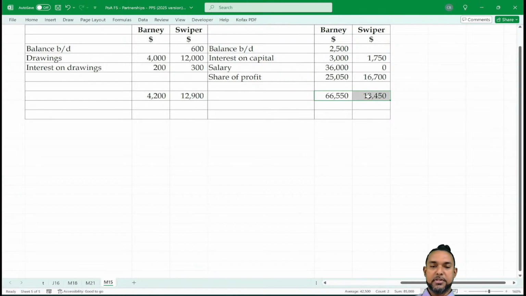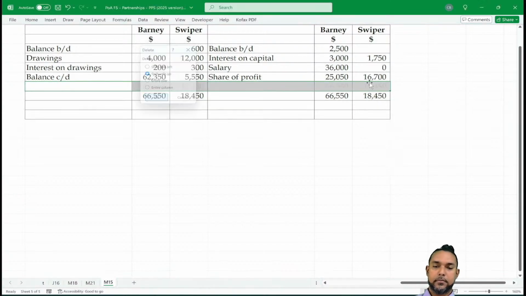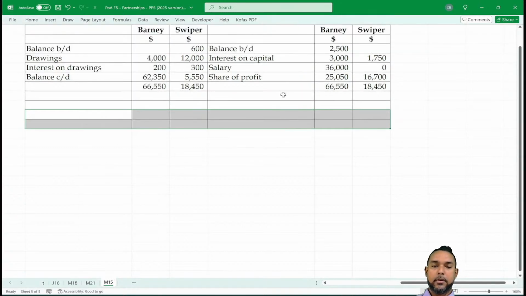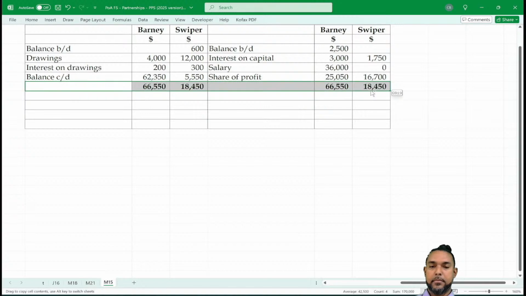So we still have the credit side totals being greater than the debit side totals, which means the balances are both carried down from the debit side. For Barney, we're going to take the 66,550 and minus the 4,200. And for Swiper, we're going to do the same thing. 18 minus the, sorry. We're going to put that as a big line there. It's a total line, and I'm going to bring it balance on here.